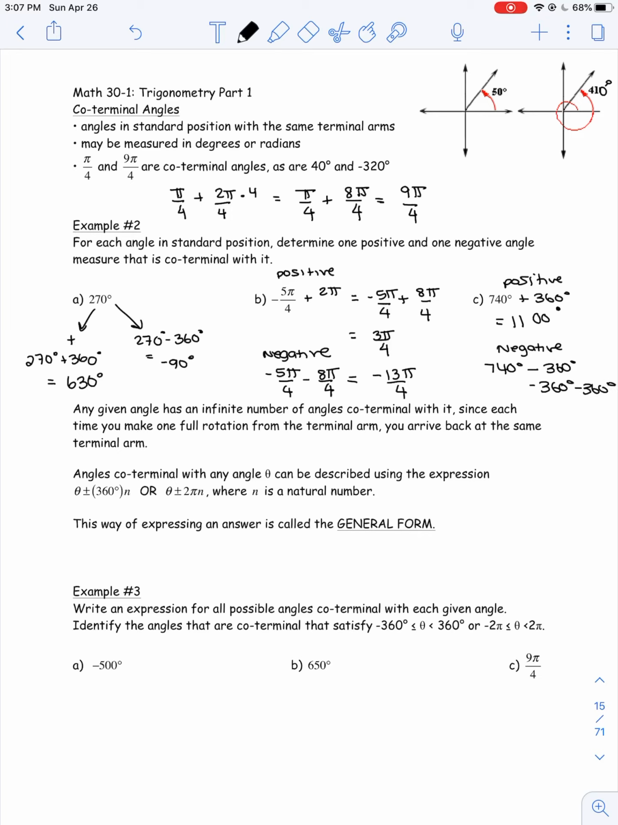And then subtract another 360 degrees, because my goal is to get one negative angle as well. I got a positive one, but I need a negative one as well. So subtract another 360. So keep subtracting 360 degrees until you get an answer that is negative. And in this case, it's going to be negative 340 degrees. So those are your coterminal positive and negative answers for each.